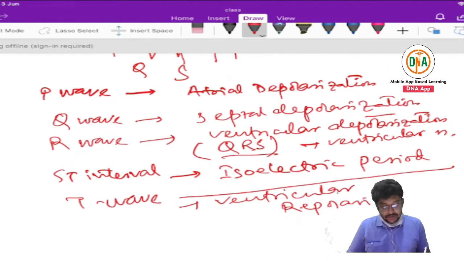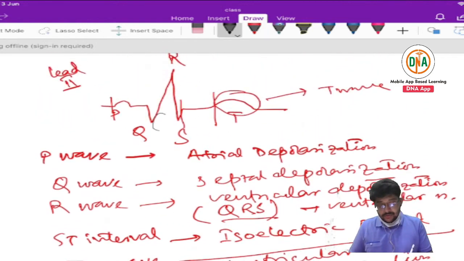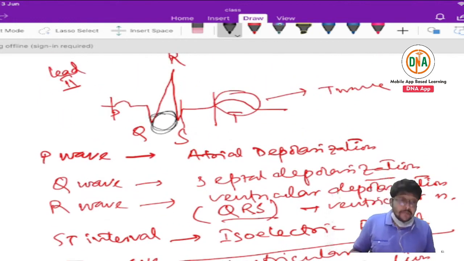So you may ask me, where is the atrial repolarization? Atrial repolarization falls somewhere here. That's why it is masked by the ventricular depolarization and we cannot see any positive waves over here.